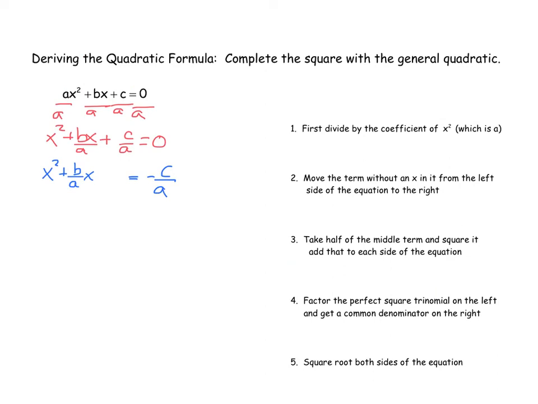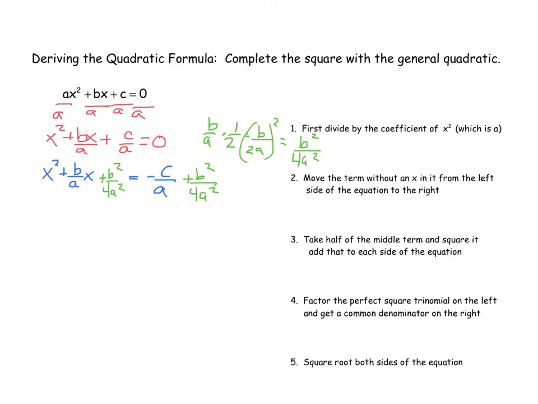Alright, now we're going to bring the b over a off to the side. Since it's a fraction, instead of dividing by 2, we're going to times by 1/2. So I've got b over 2a. Then I'm going to square that, so I've got b squared over 4a squared. That's what I'm going to add to both sides. On the left side, I'm going to factor.